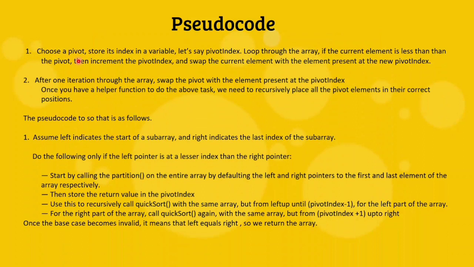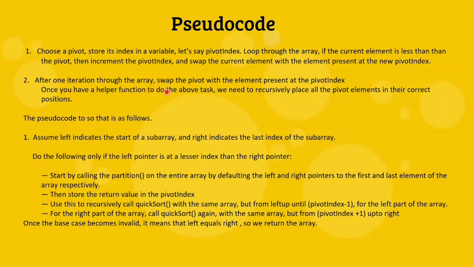Here, choose a pivot and store its index in a variable, let's say pivot index. Then loop through the array. If the current element is less than the pivot, then increment the pivot index and swap the current element with the element present at the new pivot index. In this first step, we are placing all the elements smaller than the pivot on the left hand side and doing nothing with the elements greater than the pivot. After one iteration through the array, swap the pivot with the element present at the pivot index. By this, we get the correct position of our pivot element.